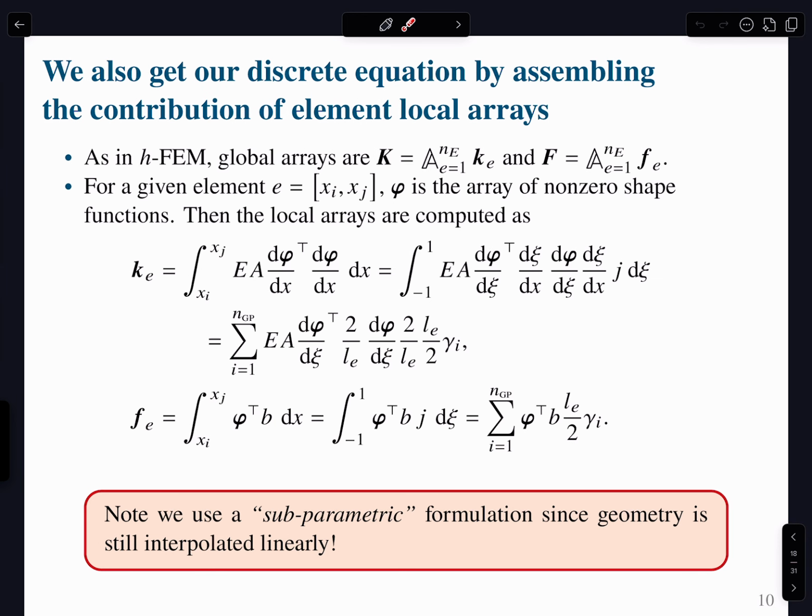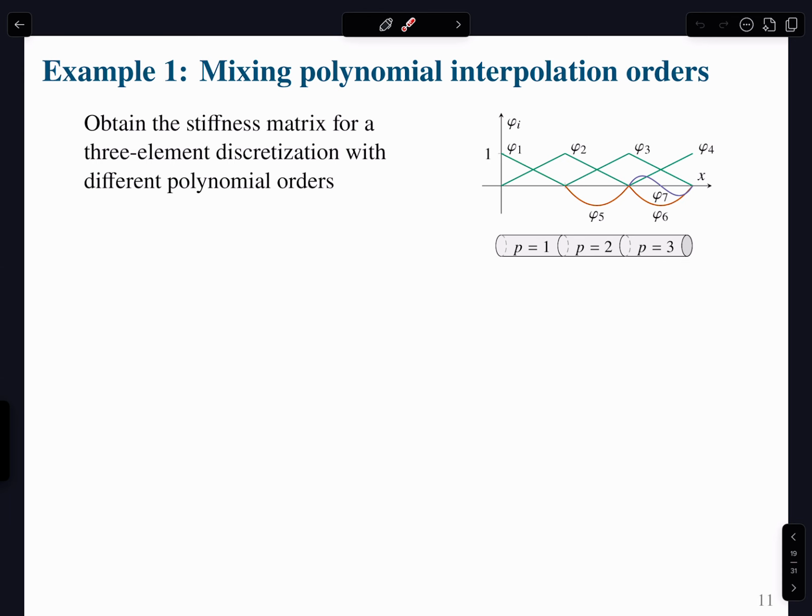Okay. Well, we talked already about this. Now we are using a subparametric formulation since geometry is still interpolated linearly, and that's what I mean by these guys here. Those are still going to be constant. Let's take a look at an example just to see how this is going to work out. Imagine that you have a discretization with 3 elements. Now in this discretization, I have p equals 1 on the first element, and you see that I only kept my linear functions. And then I have p equals 2 and p equals 3 on the other 2 elements.